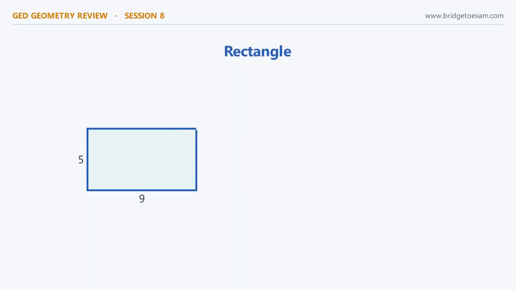Let's try a rectangle that is 9 by 5. Add length and width first. 9 plus 5 is 14. Then double it. 2 times 14 is 28. Each side is counted twice, which is why we double.